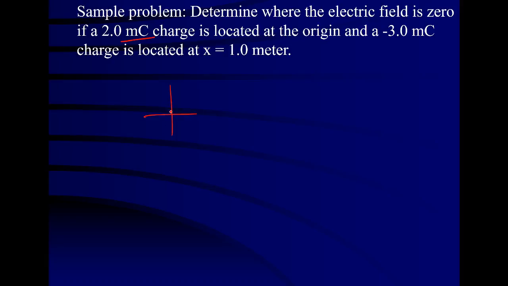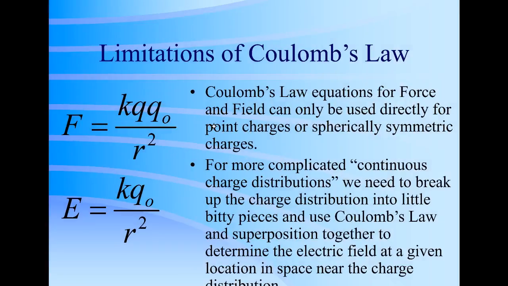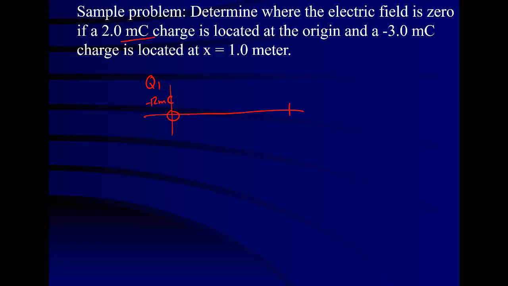So here's the origin. Here is our +2 millicoulomb charge. You can call that Q1. And 1 meter away is the -3 millicoulomb charge. Now, just to be clear, sorry, it's +2 at the origin and -3 at 1 meter.